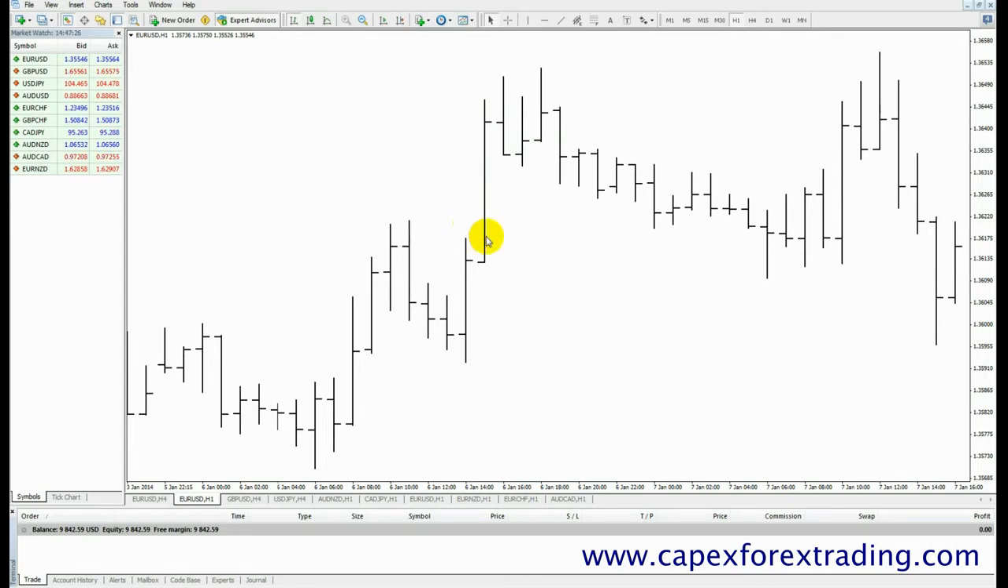Now you can see that because the right horizontal line is above the bottom left line, that means that this session ended up with a close higher than the open. So it was an up day or an up session.